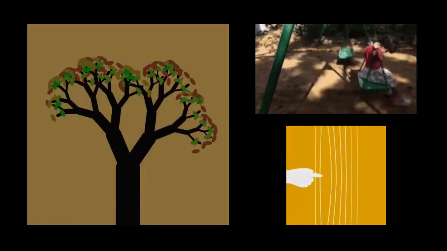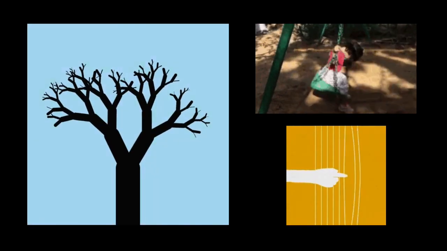There are some other examples of periodic motion. For example, a branch of a tree moving to and fro, or motion of a child on a swing, or the strings of a guitar. These are all examples of periodic motion.